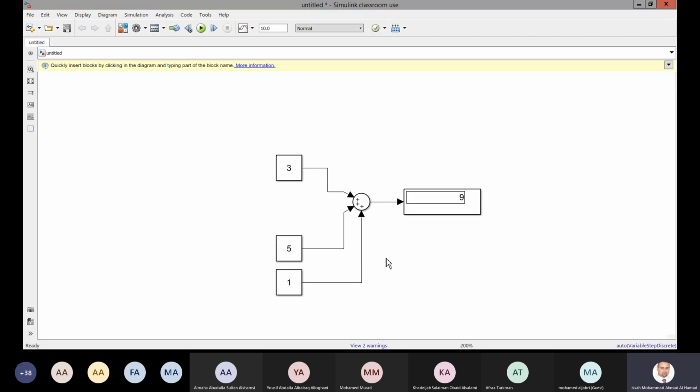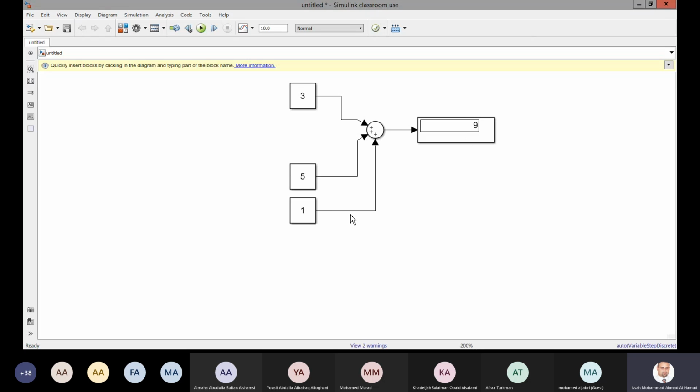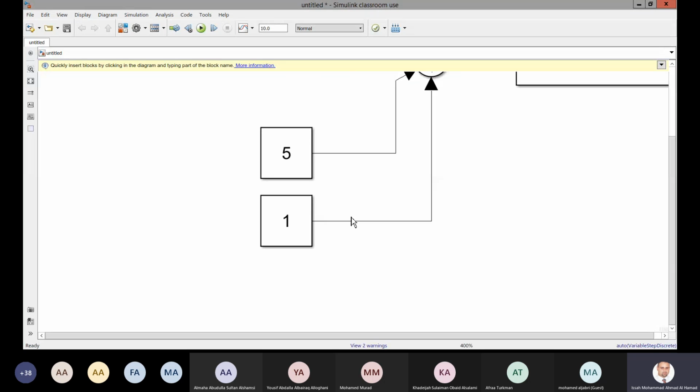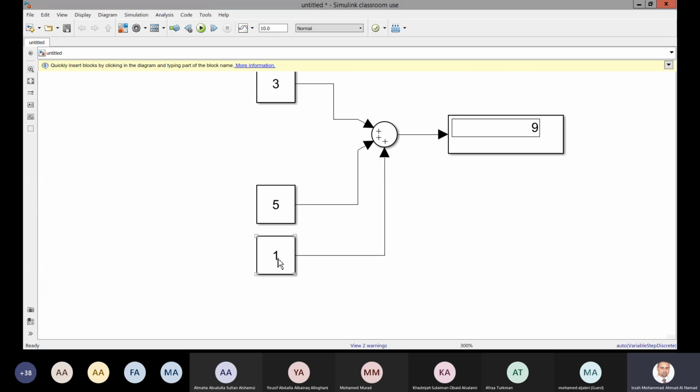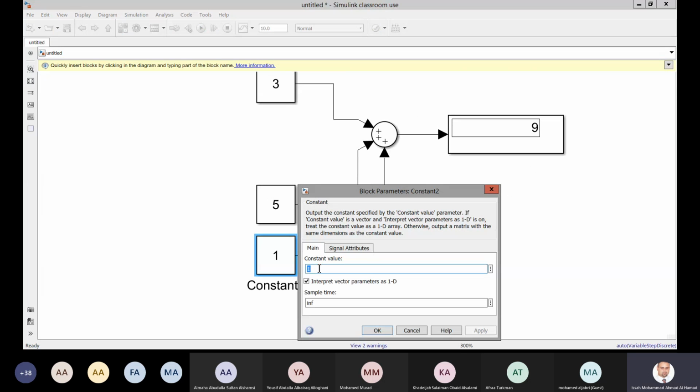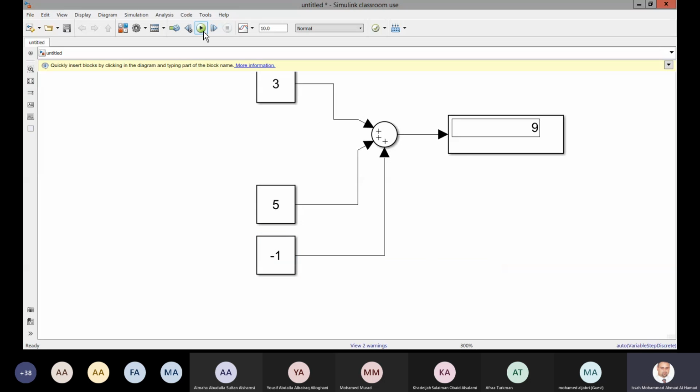Okay, so if I need to subtract this one instead of adding, you have two options. The first one is to use this as -1, for example. Run.